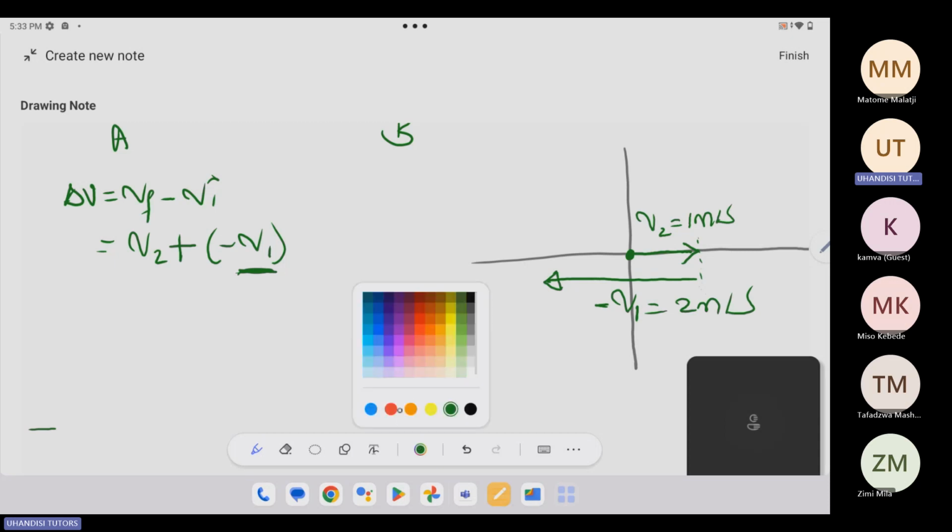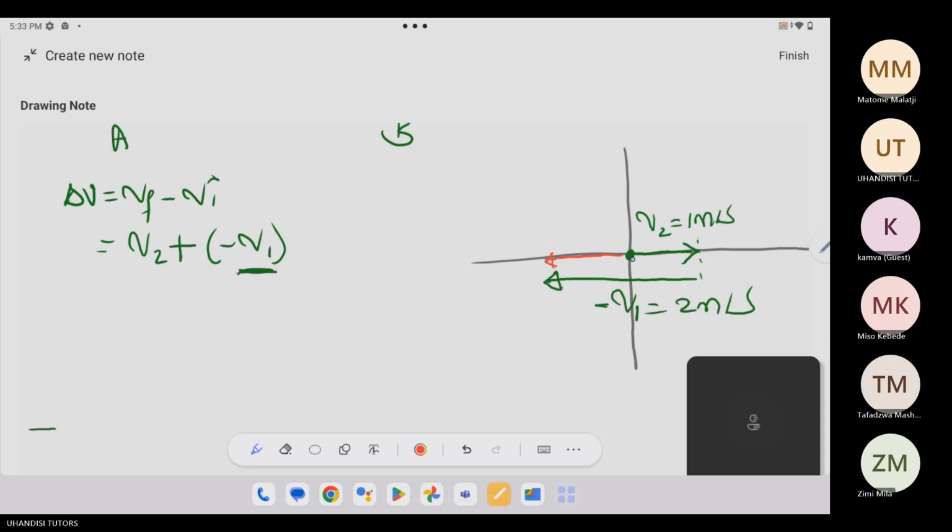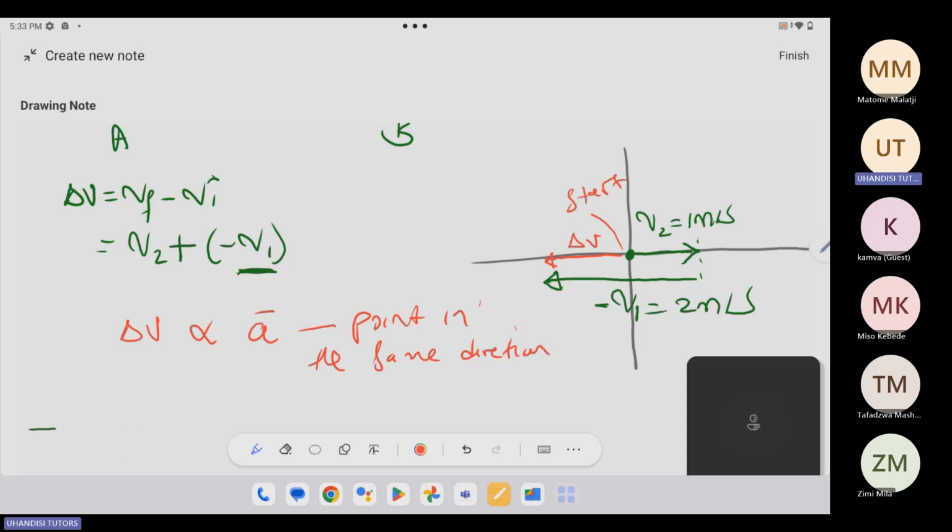Now we just need to draw the resultant vector from start to finish. This was my starting point, so you now have your change in v. That's your change in v, right? If your change in v is to the left, what can you say about the direction of the acceleration? The direction of the acceleration must be to the left, because I told you that change in v and acceleration always point in the same direction. But the magnitudes are not the same.